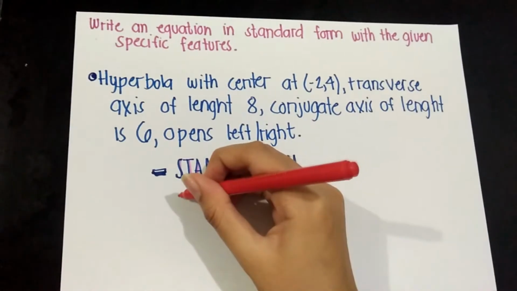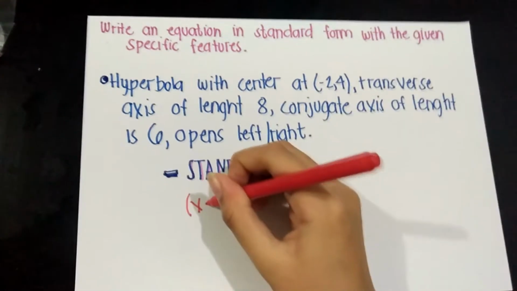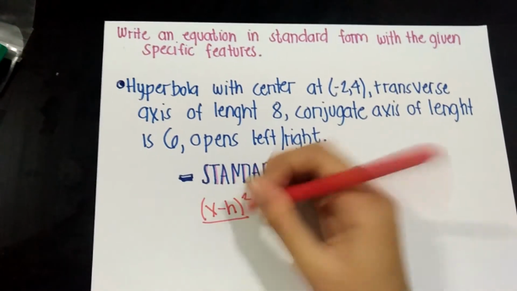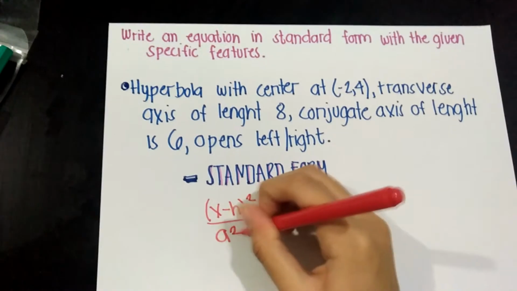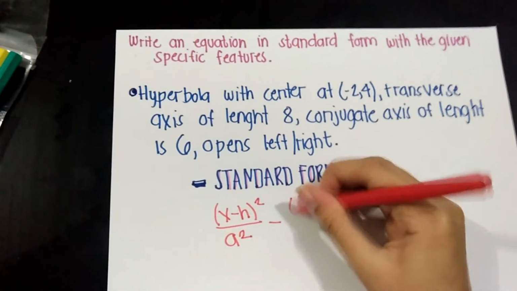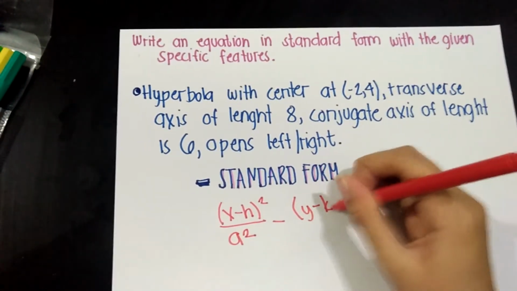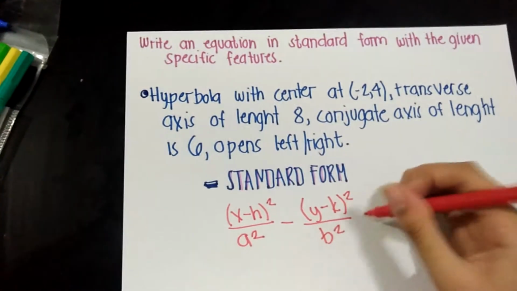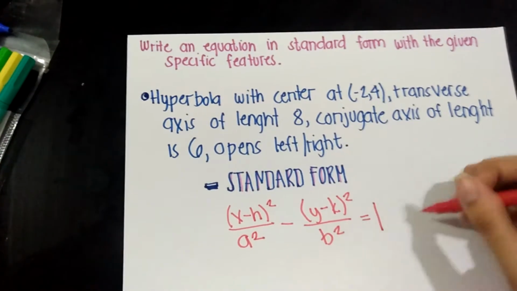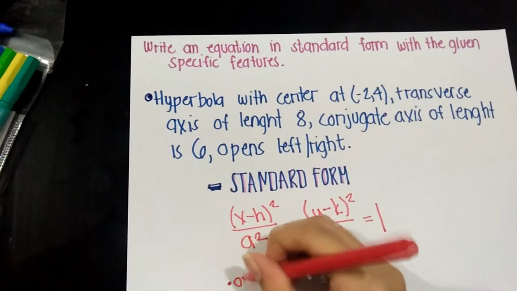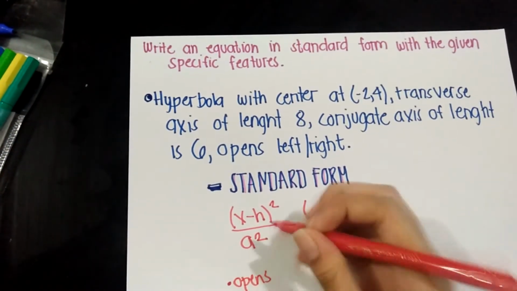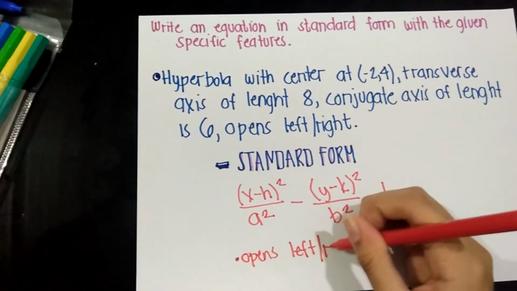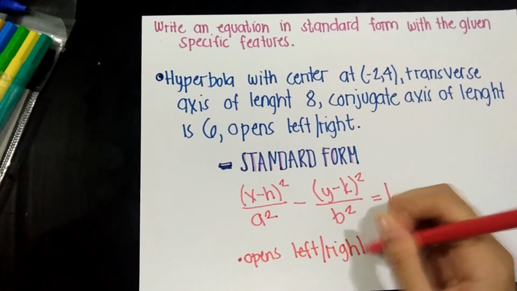So for this problem, we're going to write an equation in standard form with these specific features of a hyperbola: center at -2 and 4, transverse axis of length 8, conjugate axis of length 6, and it opens to the left or right. So this is the standard form of a hyperbola. Now, all we need to do is determine from what is given in the problem to resolve the equation.